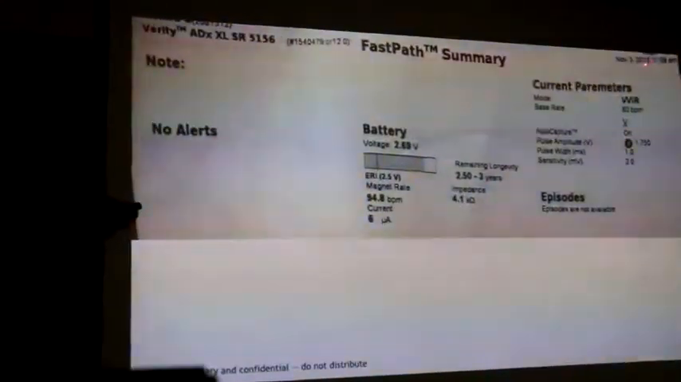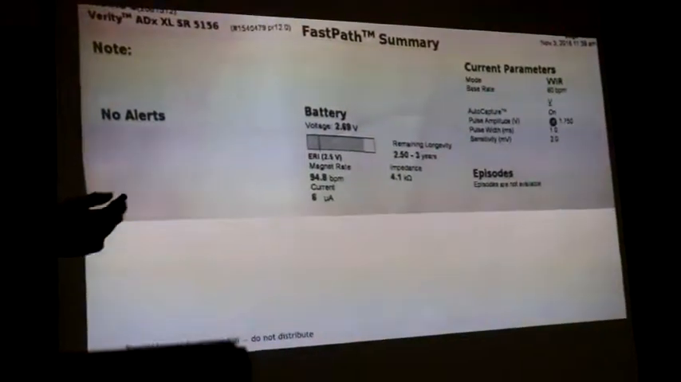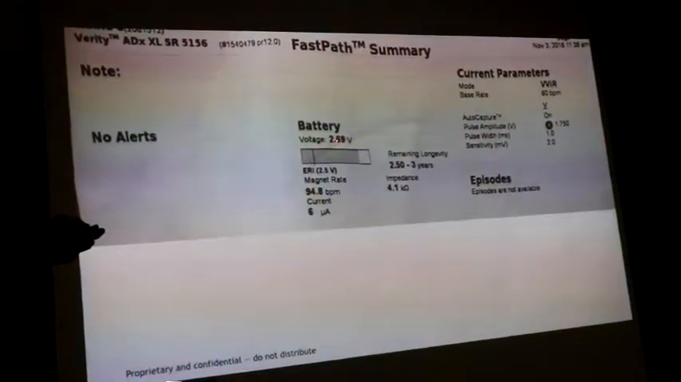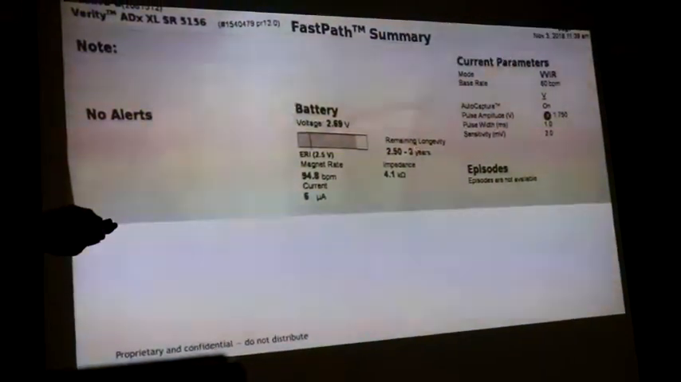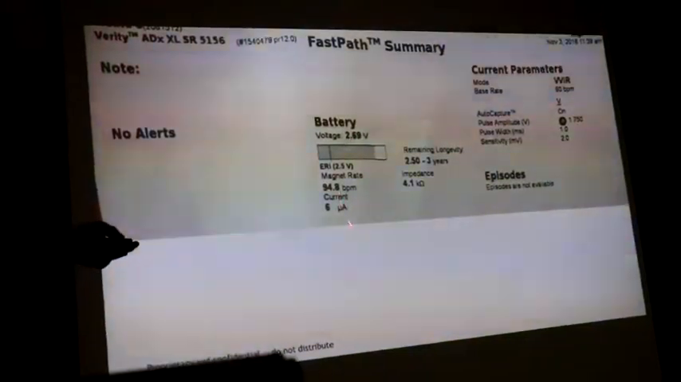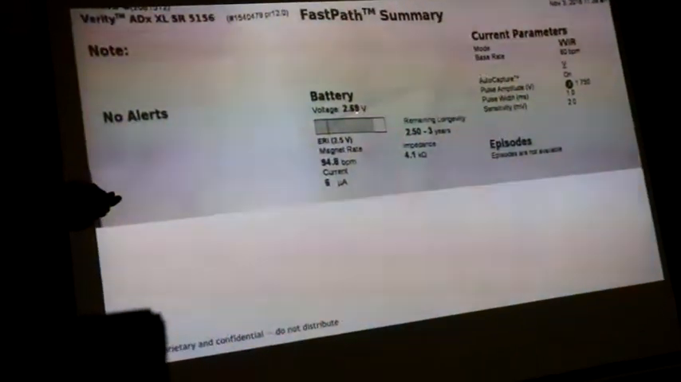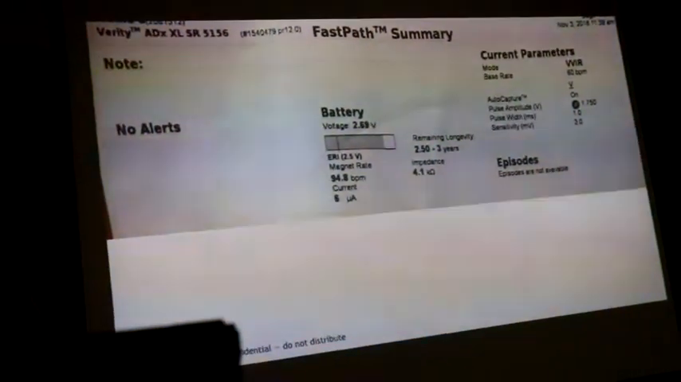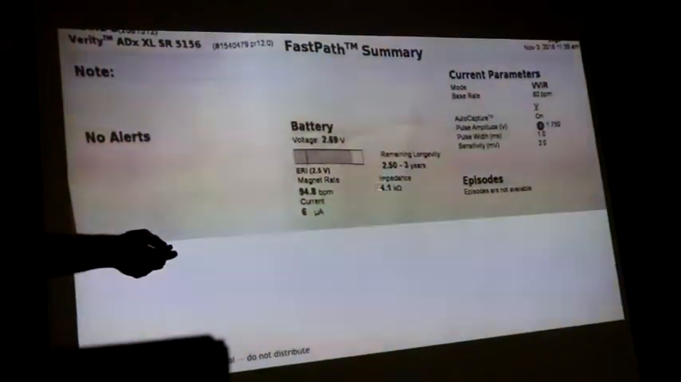This is now 2016. He keeps coming back in early November. Battery voltage is 2.69, remaining longevity is 2.5 to 3 years. ERI on this is 2.5. So it's 2.7, and in the last however many years it has dropped by nothing of a volt. This is good, right? Battery impedance is 4.1.